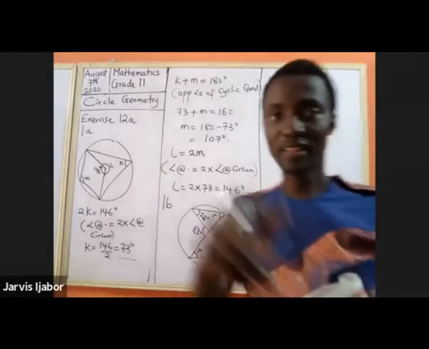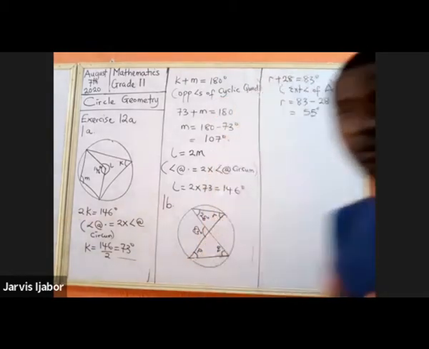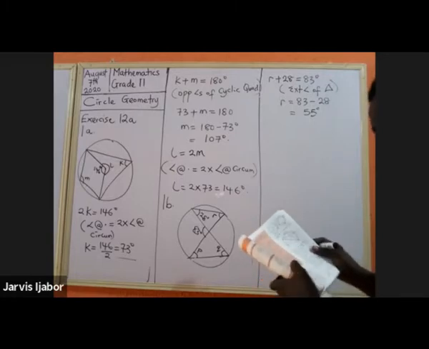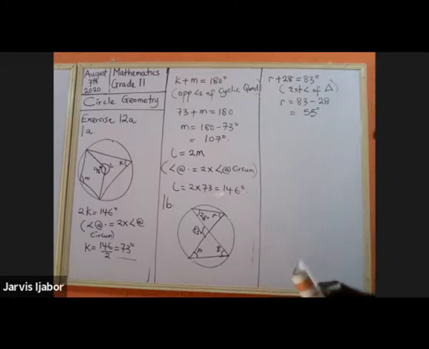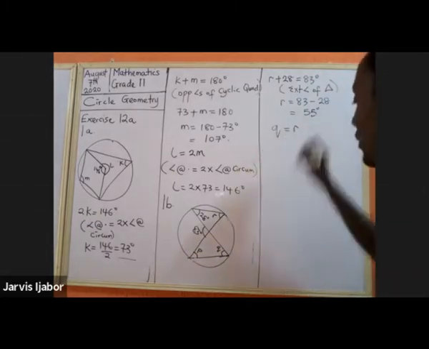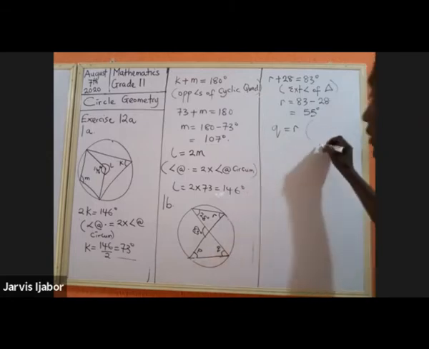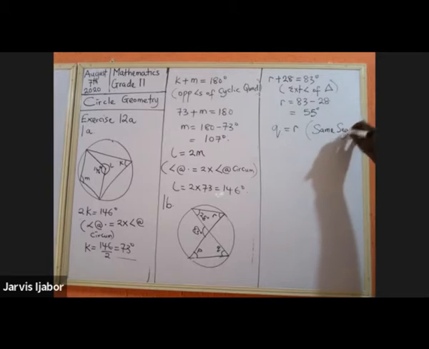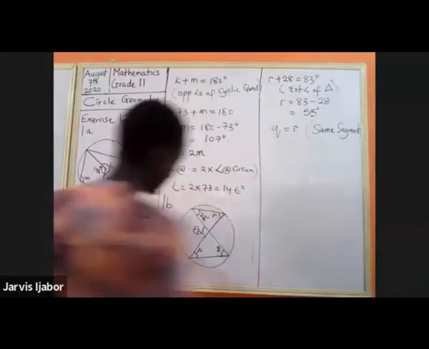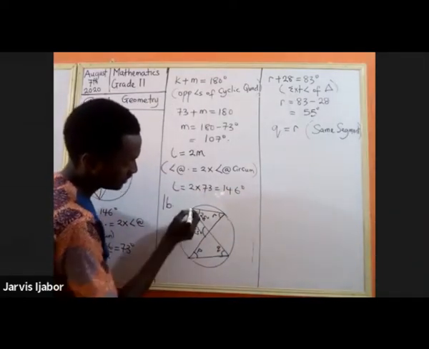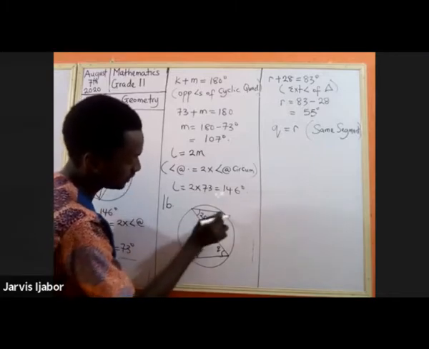Let's check that. Okay, I think that's taken care of. I noticed there was a kind of flare at one corner of the board. All right, so with that said, we have gotten R. Now look at it. So Q is equal to R. What's the reason? Same segment. What is the same segment? The same segment is this segment here, which is forming this and this.